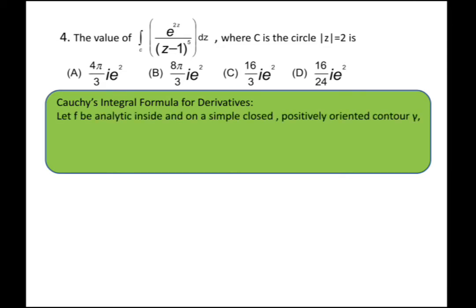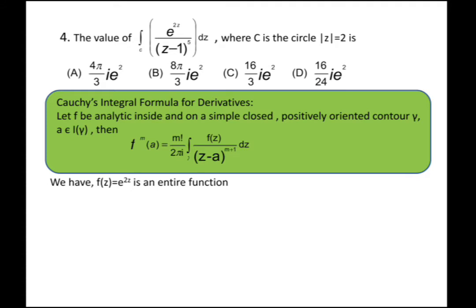That is, let f be analytic inside and on a simple closed positively oriented contour gamma, and a is an interior point of gamma. Then the mth derivative of the function f at the point a is m factorial by 2 pi i into the integral over gamma of f of z by (z minus a) raised to m plus 1 dz. So here we use this Cauchy integral formula to solve this problem.